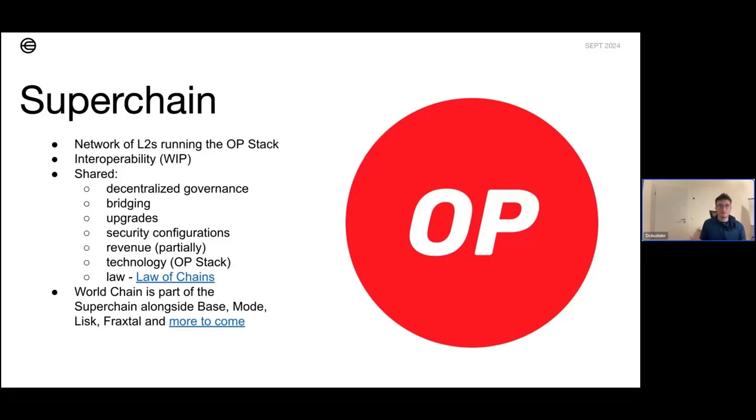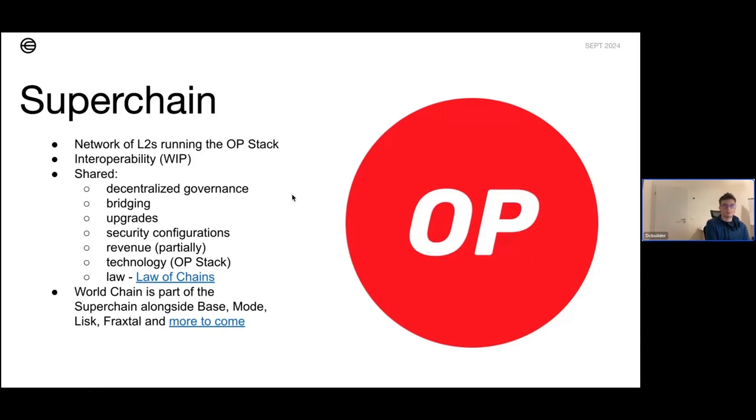So this is the benefit. You have shared security, shared decentralization, shared upgrades, shared governance, all these things. But it's good to contribute back, so that this technology is sustainable and economically sustainable, right? So it's funded well. And so Worldchain is going to be part of the Superchain. I mean, we're already part of it, but it's not live. So let's say it will be part of the Superchain alongside other networks like Base, Mode, Lisk, Fractal, and a bunch of others. You can just Google Superchain list, and it will bring you this first link.